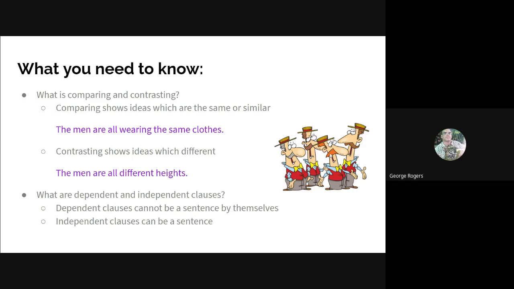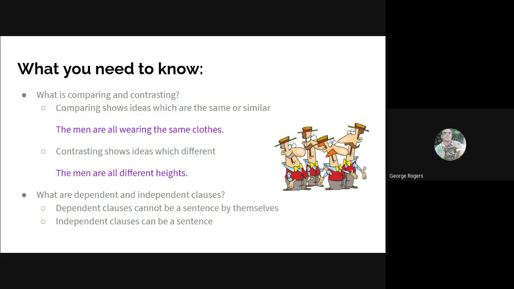And so here we have an example of four cartoon characters singing. The men are all wearing the same clothes. Again, they have gray pants on, all of them. They have red shirts, a yellow tie, a blue shirt, and a hat. So again, that's how they're the same. They're wearing the same clothes.